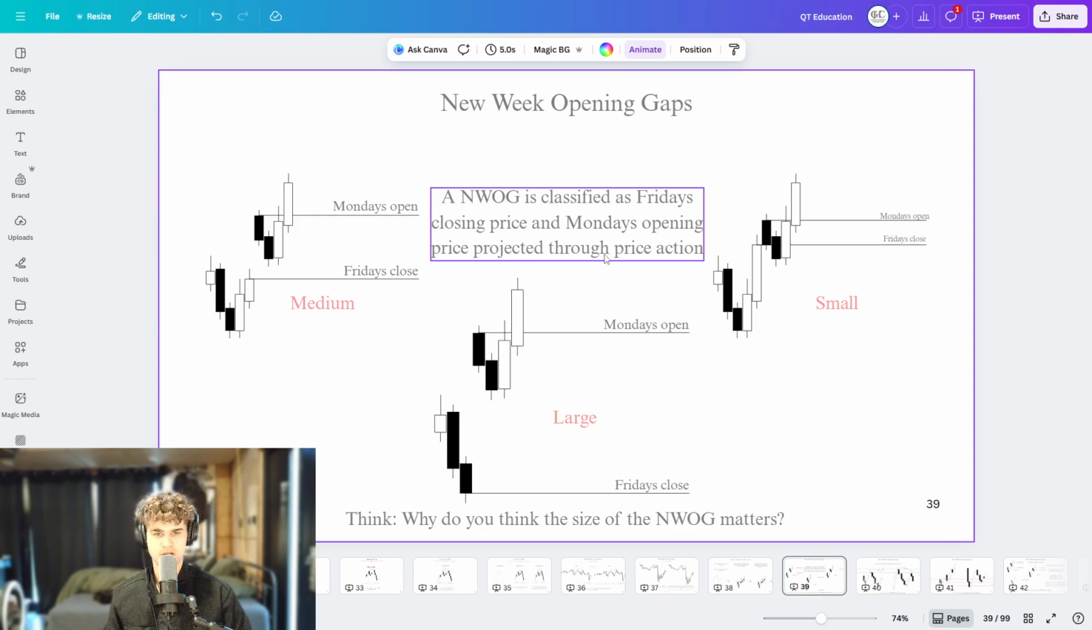Monday's opening price projected through price action, right? Yeah, this is nice. This is clean. Why do you think size matters? Small, medium, large, right? Pretty self-explanatory, pretty easy to understand.